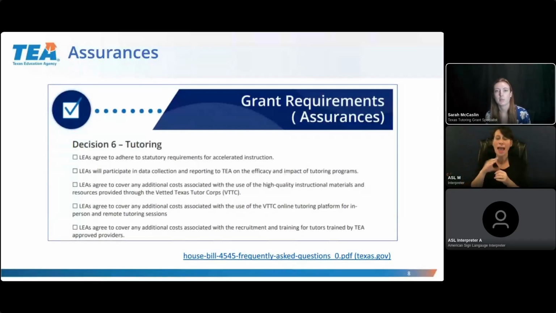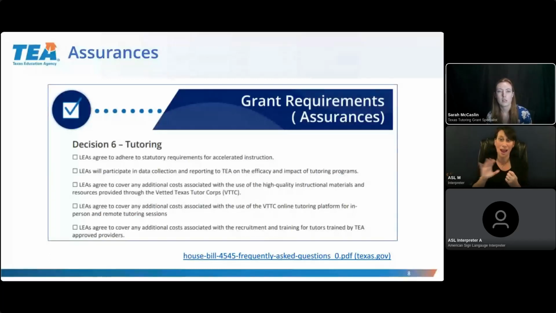And if there are any supplemental materials by the subsidized provider, or any additional costs associated with tutor training by the subsidized or the approved provider, the LEA agrees to encumber those costs. So those are the third and the fourth bullet. And then the last one is that if there are costs associated with the recruitment and training of tutors by approved providers. And so again, to reiterate, on the vetted Texas Tutor Core, subsidized providers are free licenses to Decision 6 districts.